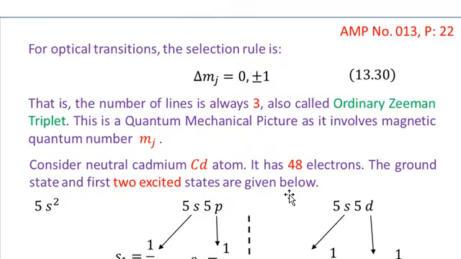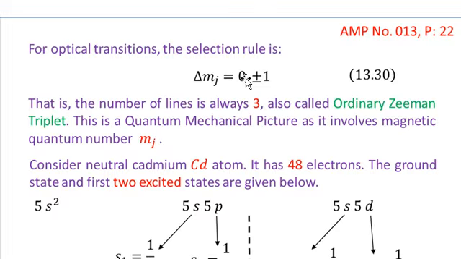Now you see that I am going to take some particular examples so that I can further explain the ordinary Zeeman effect. For the optical transitions, the selection rule is delta mj should either be equal to 0 or equal to plus minus 1. This is our selection rule. And you know that optical transition means that this selection rule is applicable where a wavelength is emitted under the transition. That is, the number of lines is always 3. So one line will correspond to delta mj is equal to 0. The other 2 lines will correspond to delta mj plus minus 1.